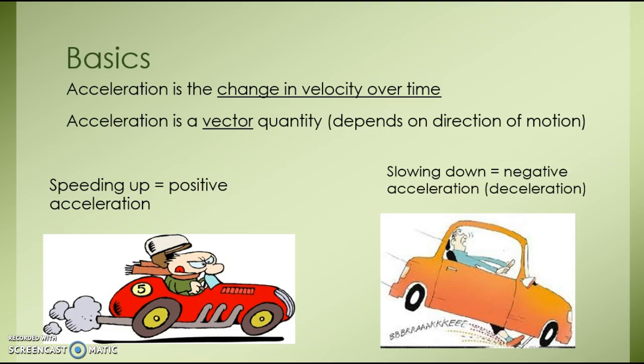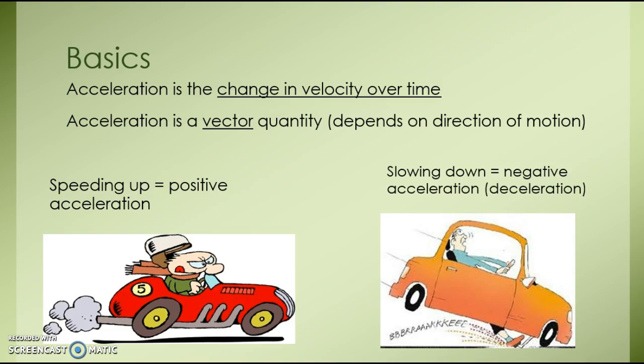Now, acceleration is defined as a change in velocity over time, which I hope that most of you are aware that objects can either speed up or slow down, and that change in velocity is what we mean by acceleration. Now, acceleration isn't a scalar quantity which is only defined with a number, but it is a vector quantity, so that it has both a number and a direction.